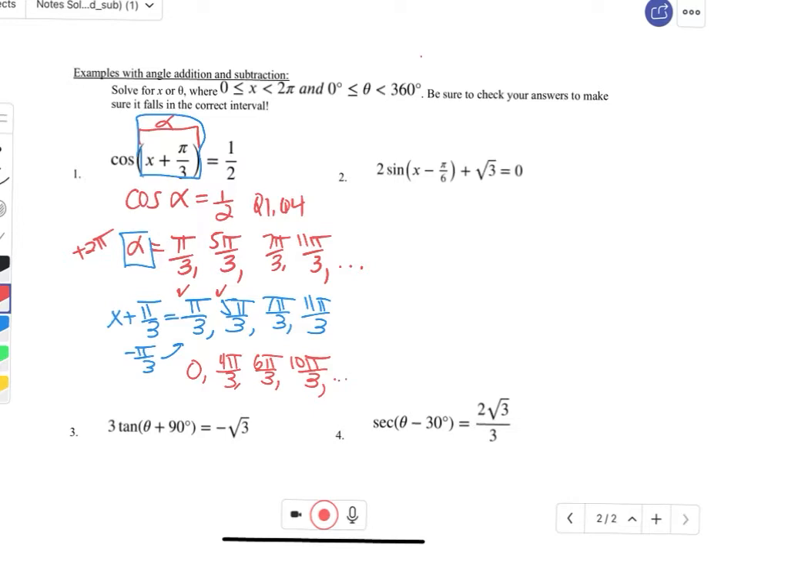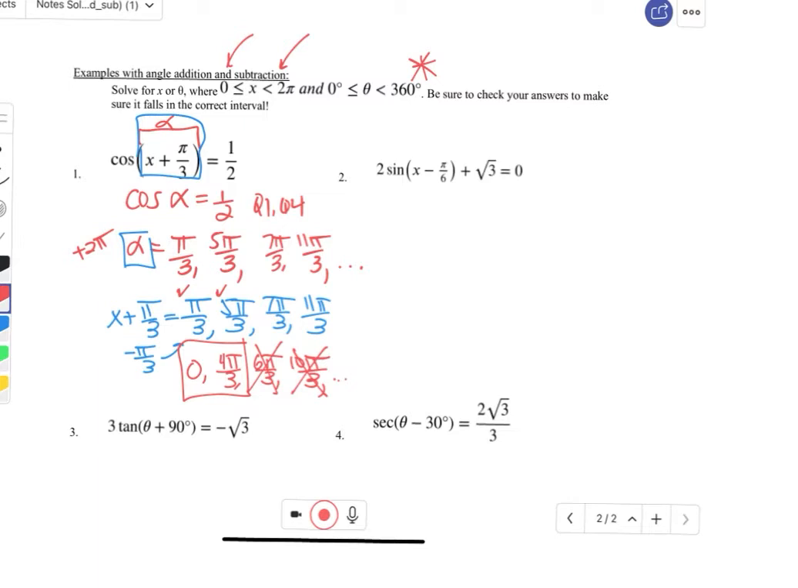And then we always look up here at what our domain is, and we can only be one full rotation for our final answer between 0 and 2 pi, including 0, but not including 2 pi, because those are exactly the same answers. So this one's too big, and 6 pi over 3, which is 2 pi, is also actually too big. So we have 2 answers there.